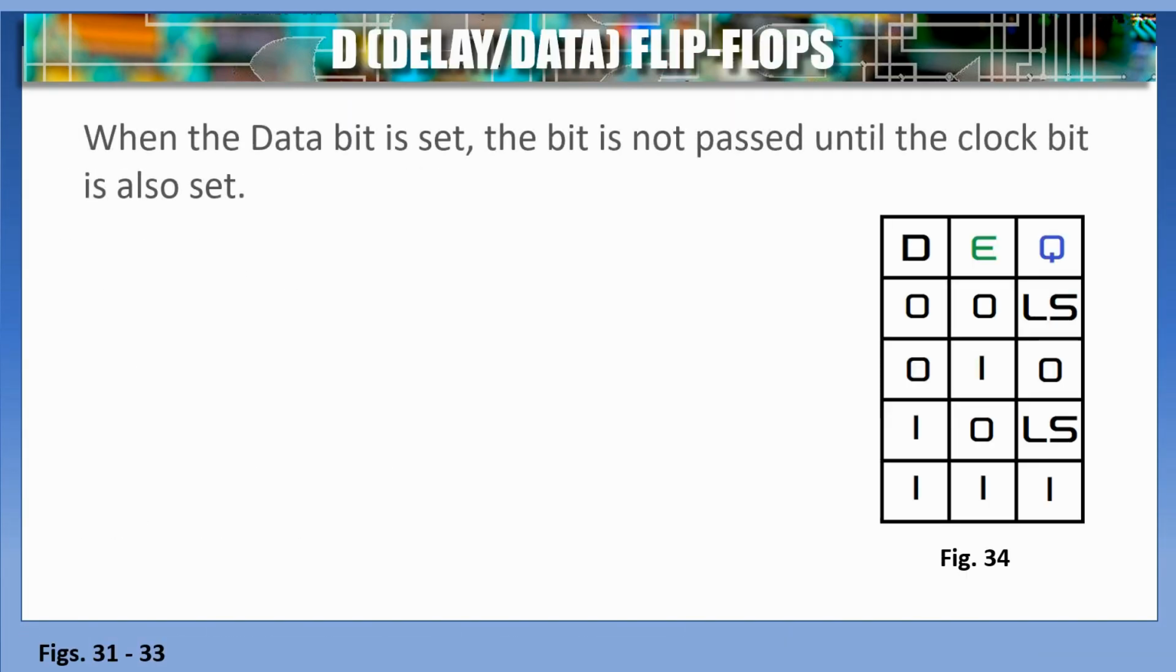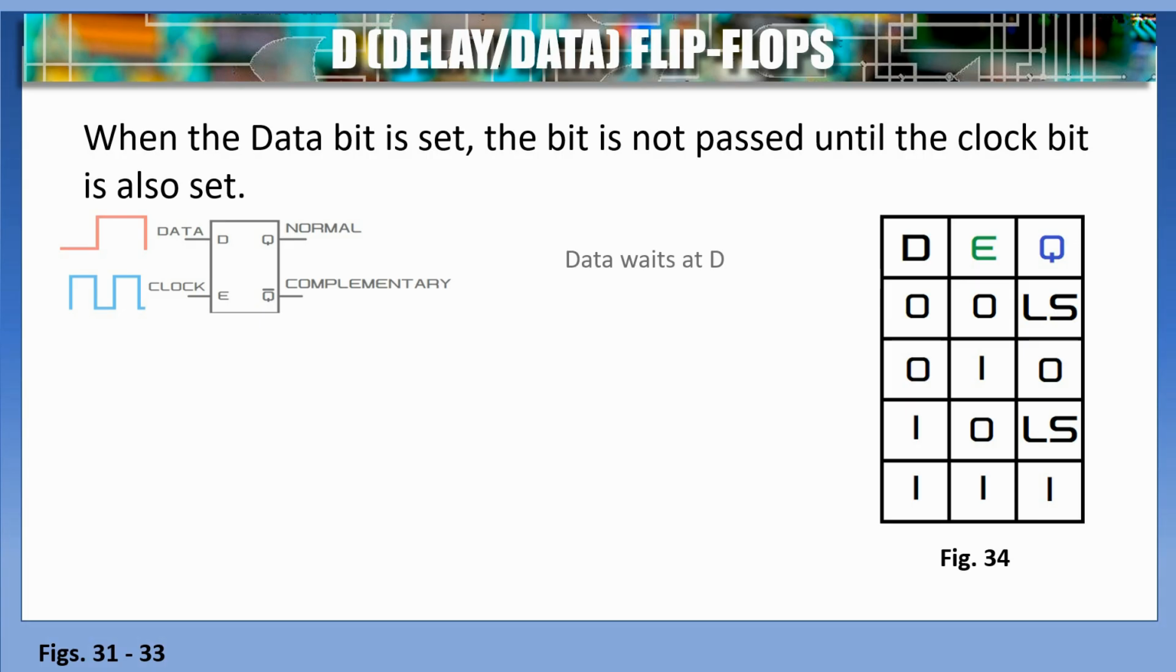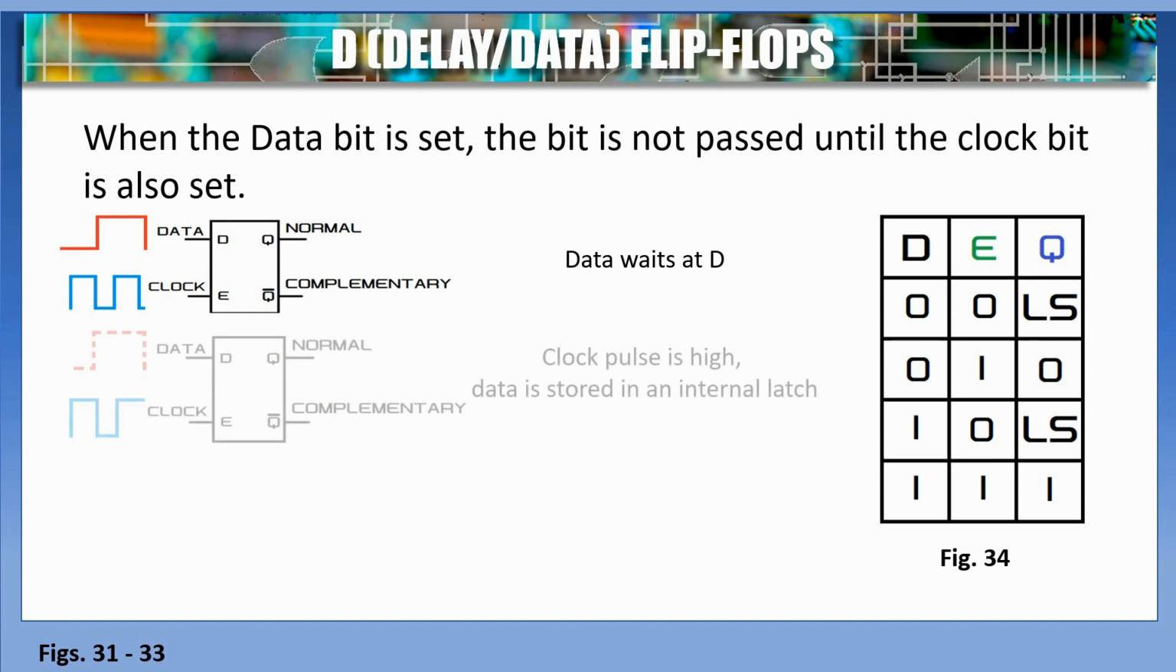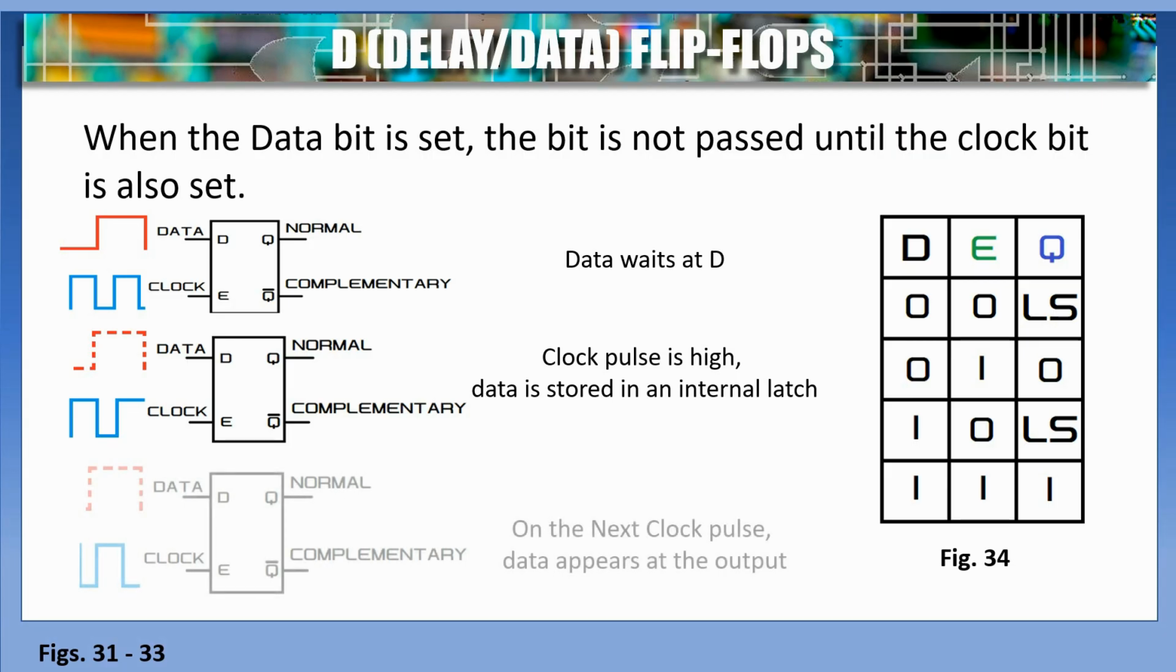All right, so let's go through this step by step. First of all, when the data bit is set, the bit is not passed until the clock bit is also set. We have to keep that clear in our minds. Step 1, there is data waiting at the data pin, the D pin. Step 2, when the clock goes high, the data is moved and stored in an internal latch. Step 3, you have to wait for the second clock cycle, and then the data is moved from that internal latch to the output.